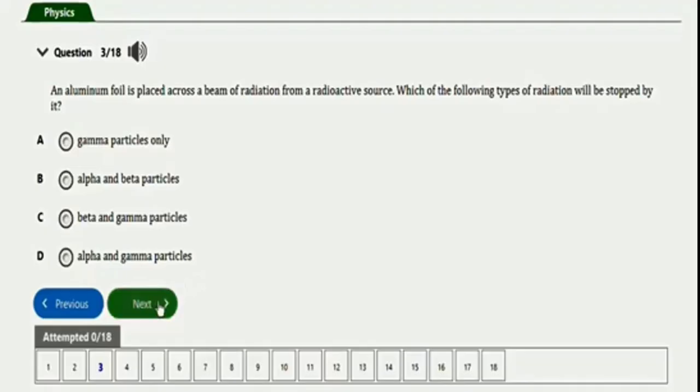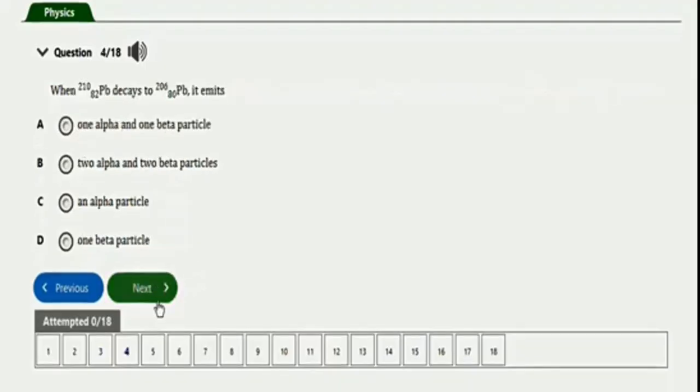So next repeated question with this one. It says when this element lead decays to this output, it emits where one alpha and one beta particle, two alpha and two beta particles, an alpha particle, one beta particle. So the right option is option C, which is an alpha particle. The reason is that in alpha particles, the decay of an element usually has the atomic number reduced by 2. So here, the atomic number 82 will reduce to 80, difference in 2. So that's why it's alpha particle.